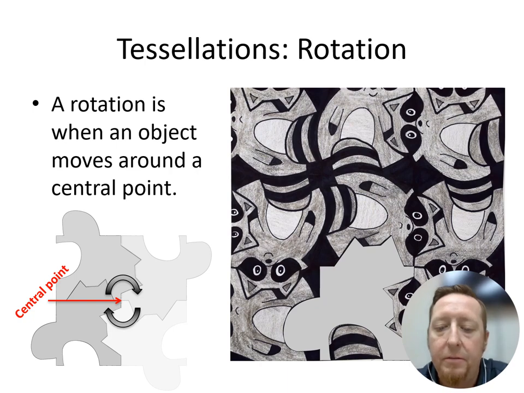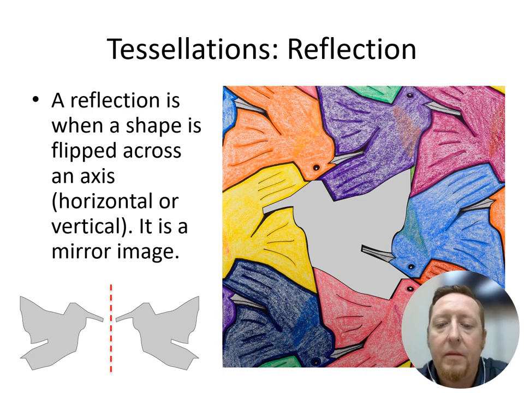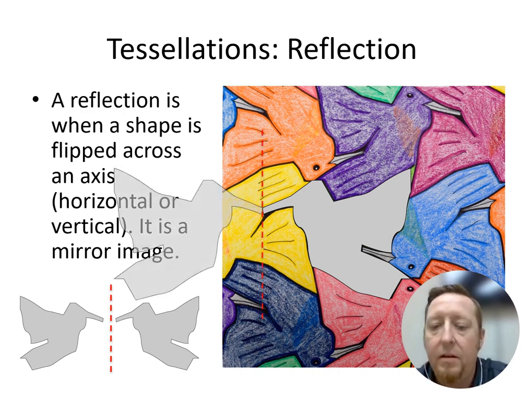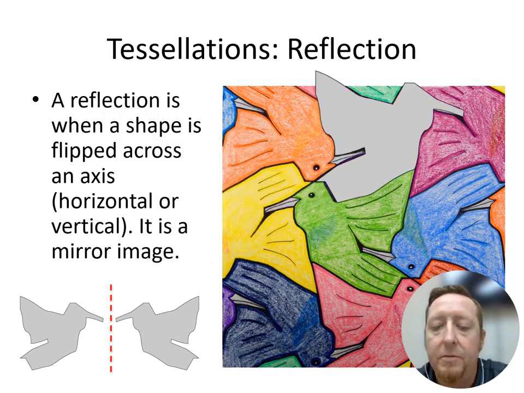But we can still keep going all the way around and keep going. And finally, a reflection tessellation is when we flip it across a horizontal or vertical axis, and this is kind of like a mirror image. So we'll just flip that bird right over and switch him over to the top.